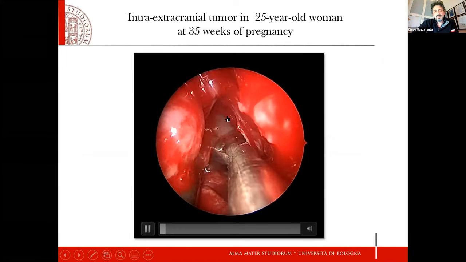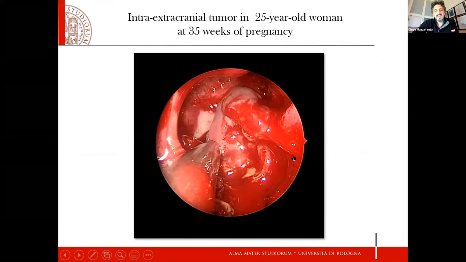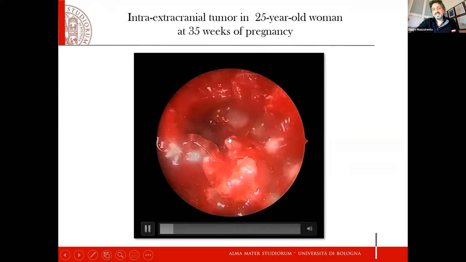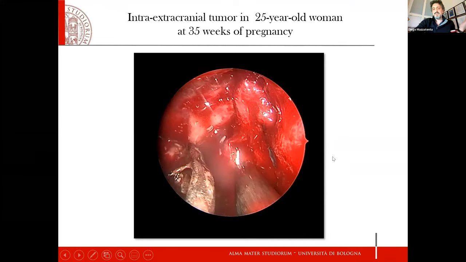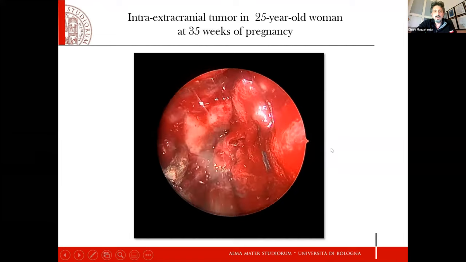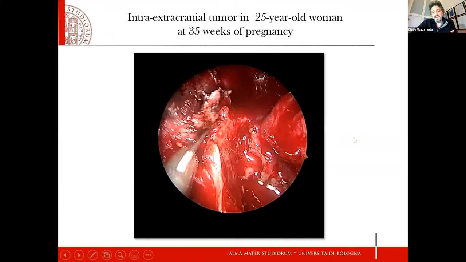As you can see, this is the component of the tumor located in the paranasal sinuses. You can see in this part the use of the free hands technique because it's more useful in this narrow space. The tumor was a bleeding tumor, but control was achieved in all conditions.